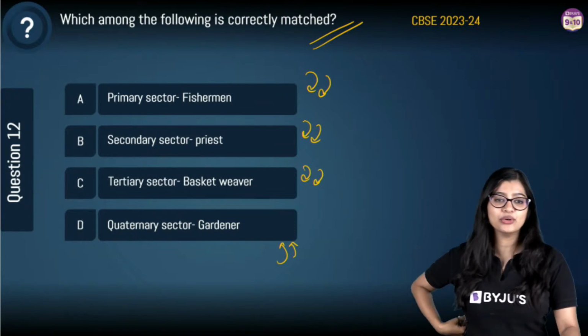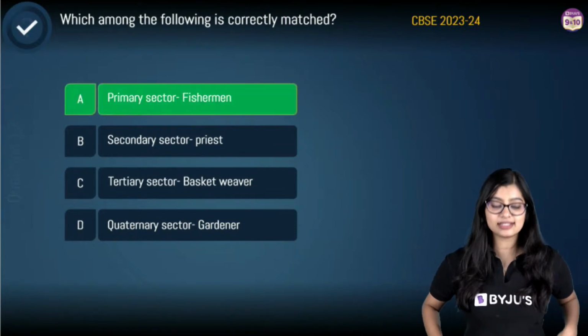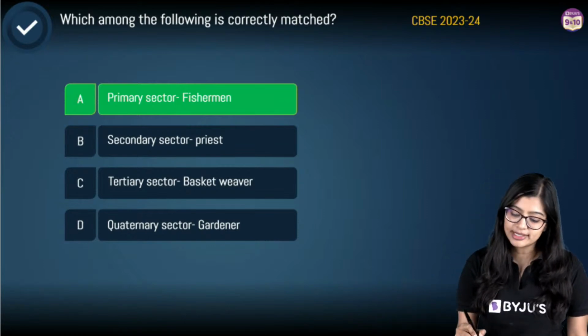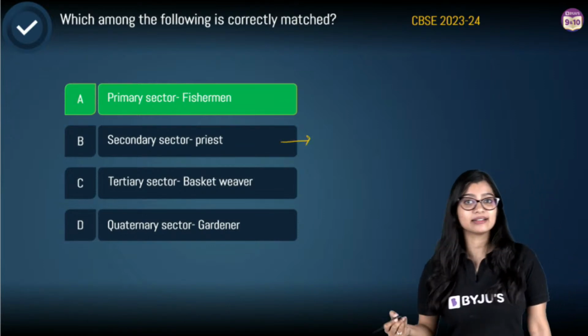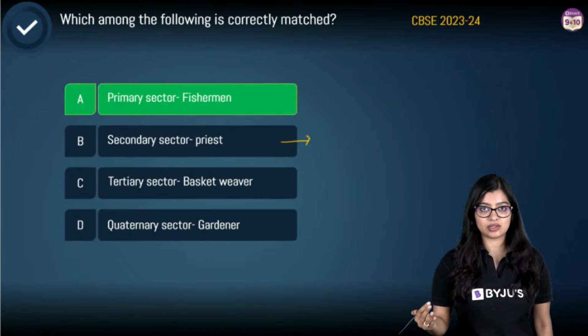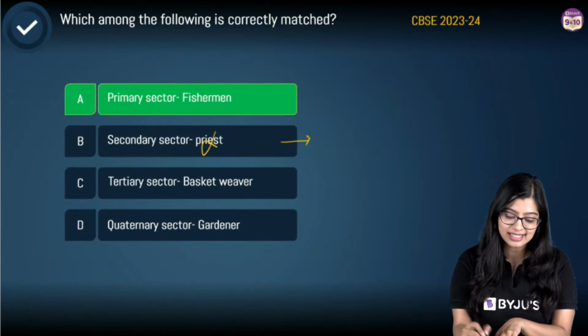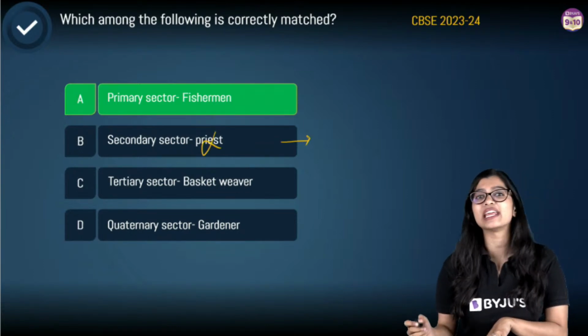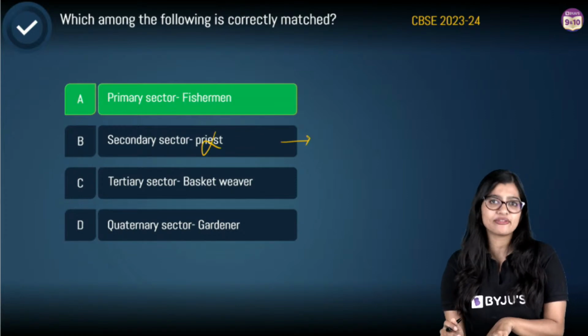Easy peasy, all of you. Easy peasy. The correct answer is option A. See, what is the secondary sector? Secondary sector is mainly your manufacturing industries, right? So here a priest is not manufacturing anything, right? So priest will not fall here.